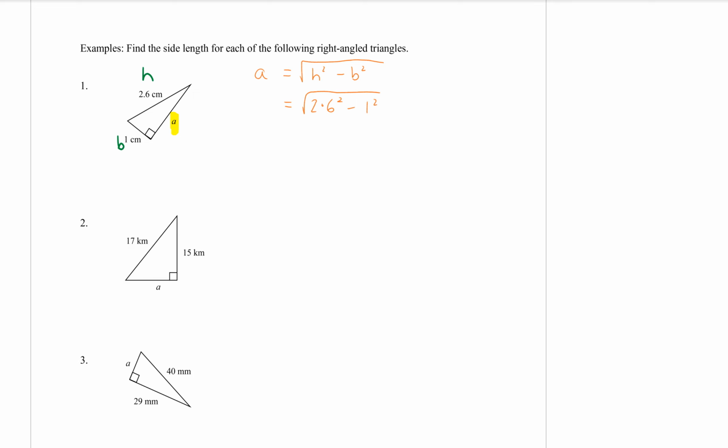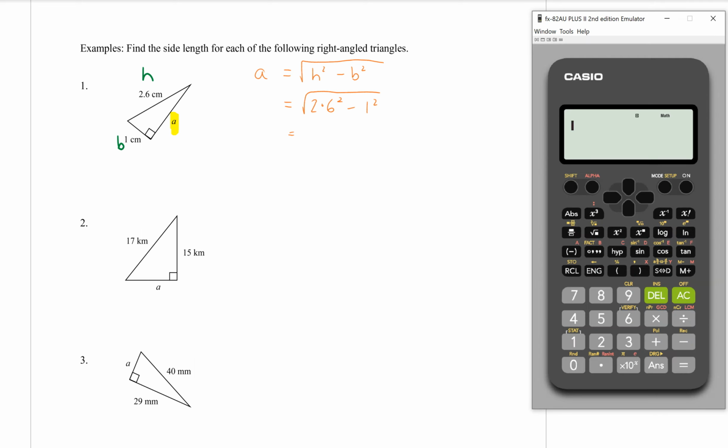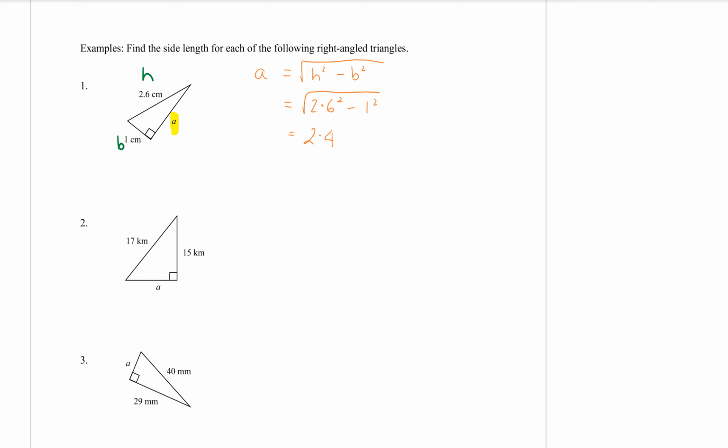So just like last time, you'll have 3 lines. You'll have the formula, the substitution, and then we go to our calculator for the answer. So square root of 2.6 squared minus 1 squared. Okay, and that comes out as 2.4. And I do have units, which are centimetres. Okay, so it's going to be practicing that over and over.